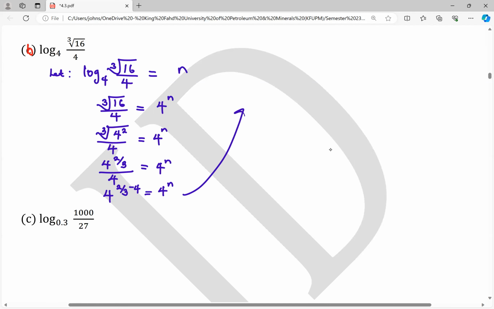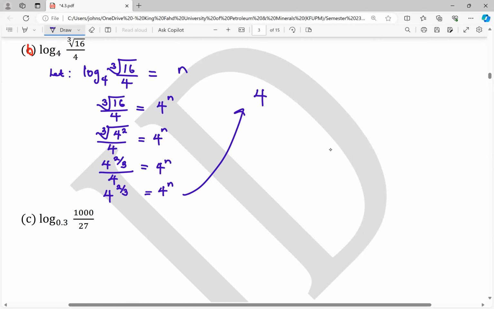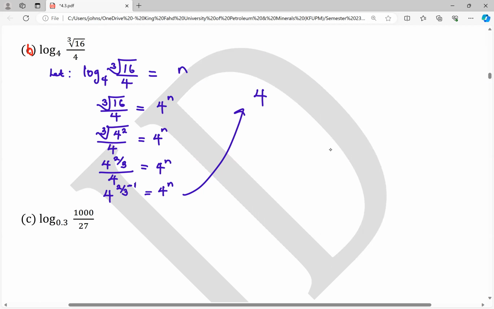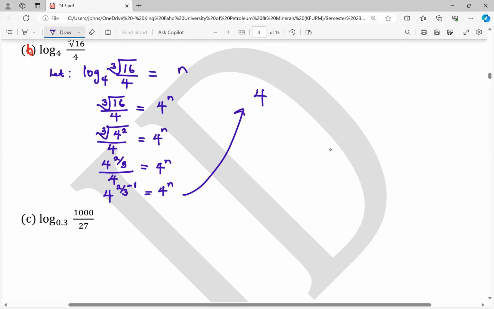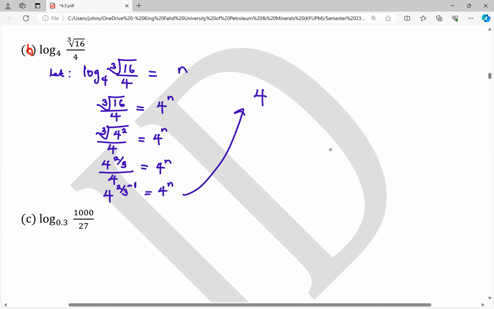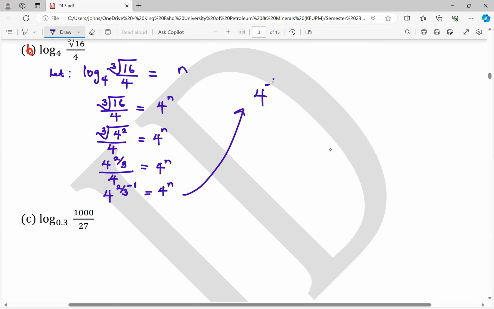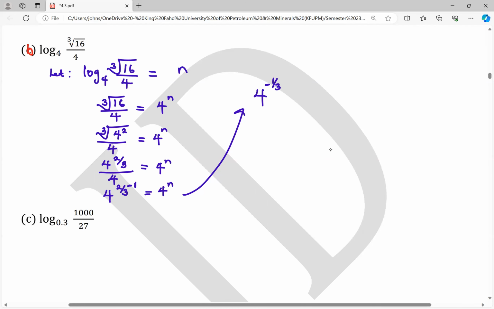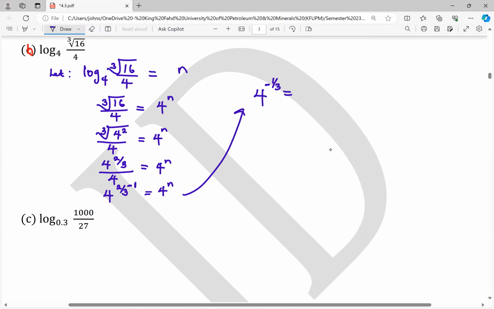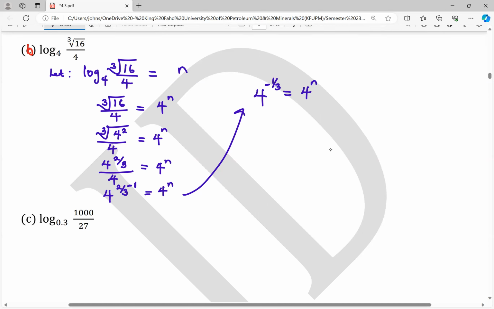And let's finish it up here. So this is just going to be 4. So did I say minus 4? No, minus 1, because we are subtracting the powers, right? Yes. So this is going to be 4 power minus 1 over 3, right? Because 2 over 3 minus 1 is minus 1 over 3. And this is simply equals to 4 to the n.